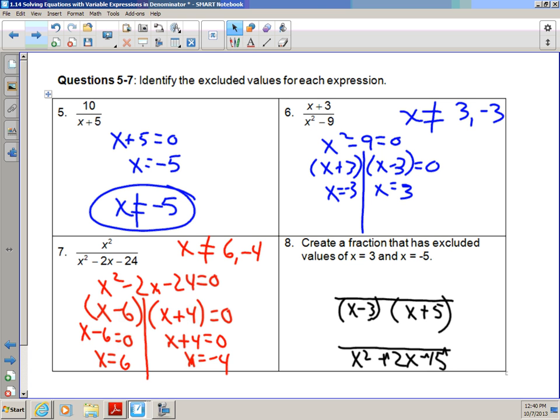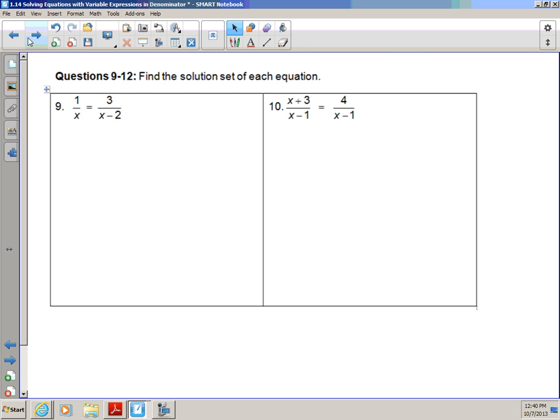So all we did in these four problems is identify the excluded values. Okay? We did not solve for x. Now I'm going to solve for x. What are we going to do? We're going to do just like you did in the do now. You're going to cross multiply.